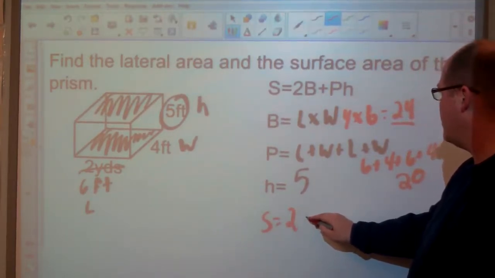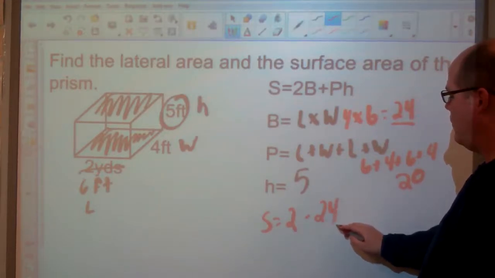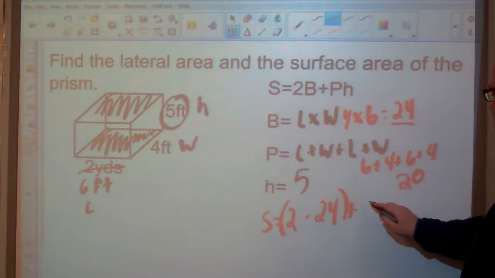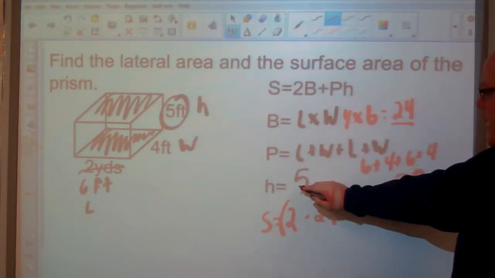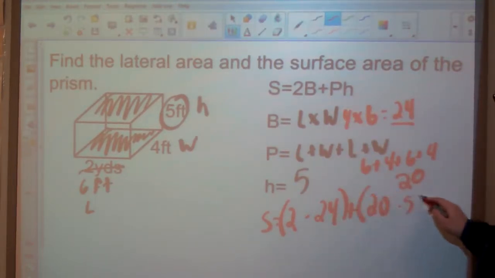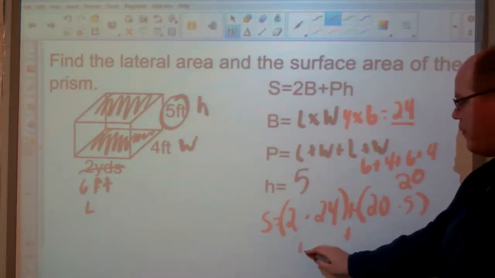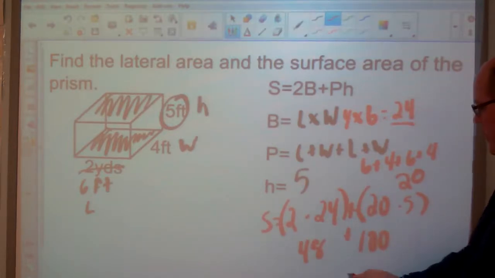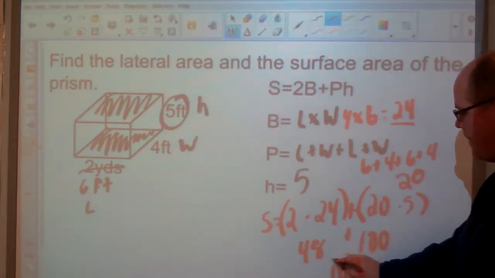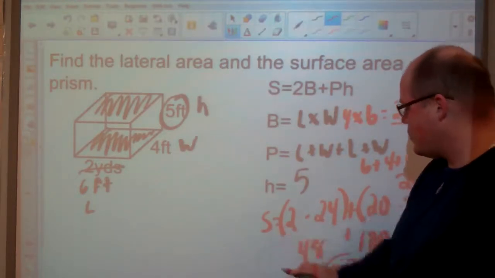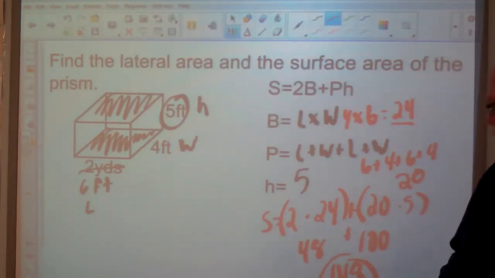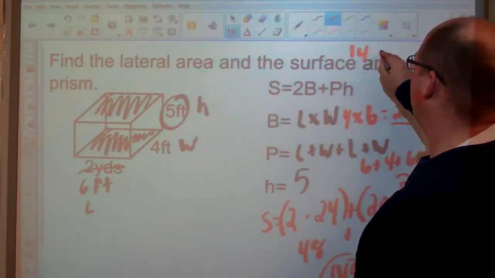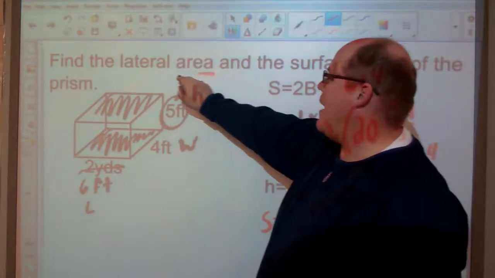S equals 2 times 24 plus perimeter 20 times H, 5. 2 times 24 is 48. 20 times 5 is 100. Combine them. The S, the surface area of this rectangular prism, is 148. So the surface area, 148. What about that lateral area?